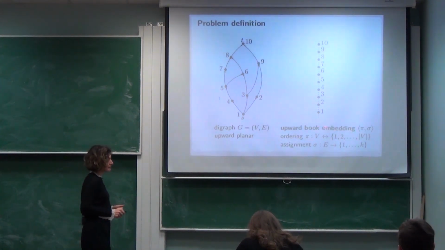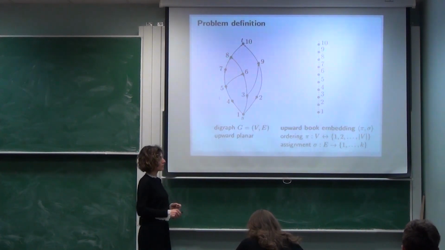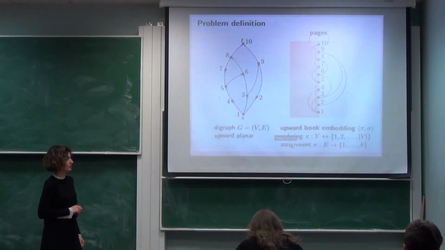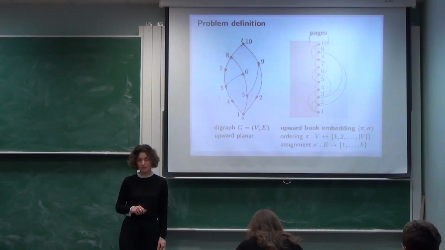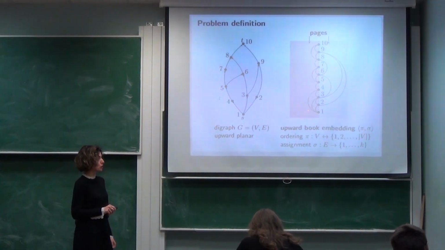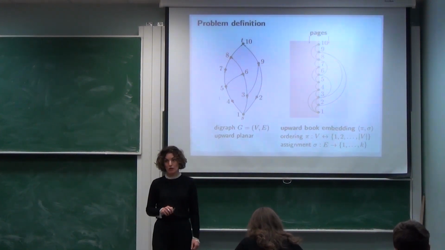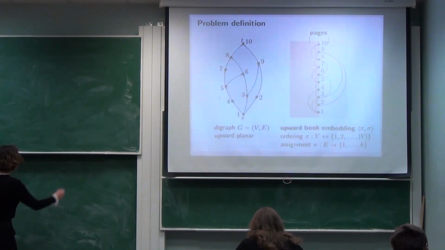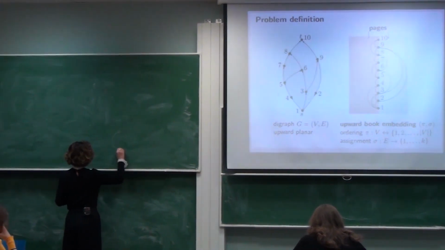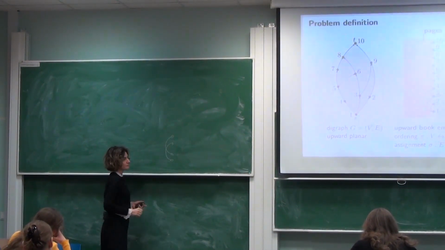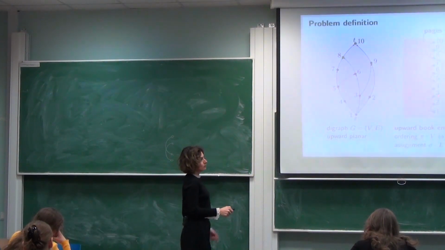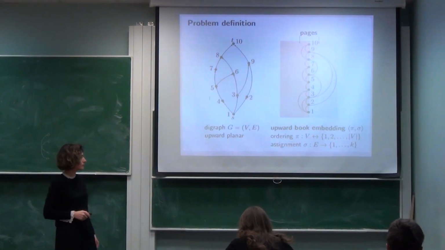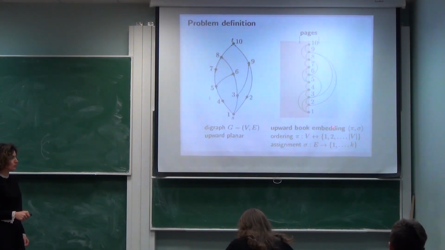The second ingredient is the assignment of the edges to one of K sets. Here we have two sets, one on the left half plane, one on the right half plane. So these half planes we call pages. And then the requirement is that no two edges on a page intersect. So it means that no two edges are allowed to have their endpoints alternating. So something like this is not allowed. And graphically we represent those edges in the pages as semicircles, but this doesn't matter. Okay, so this is the so-called upward book embedding.